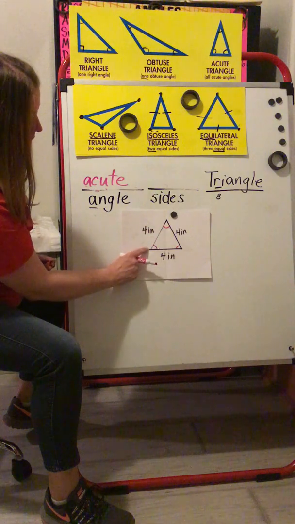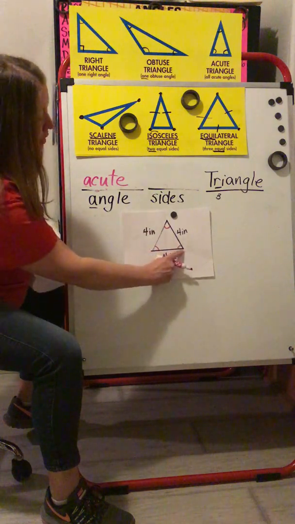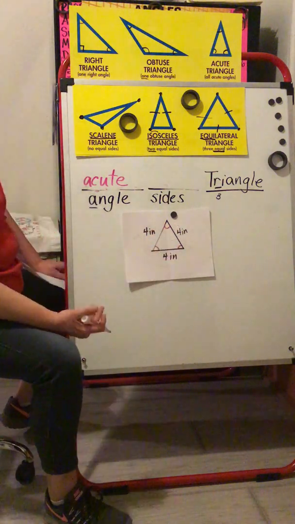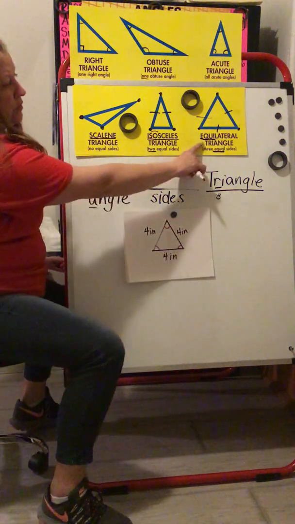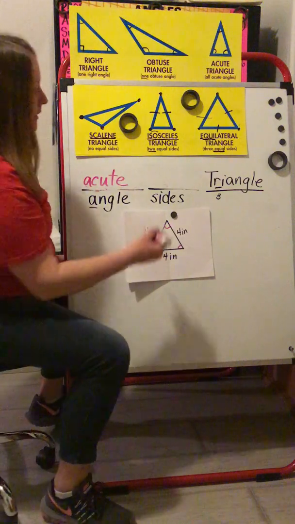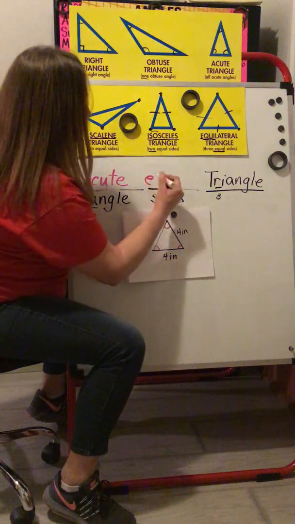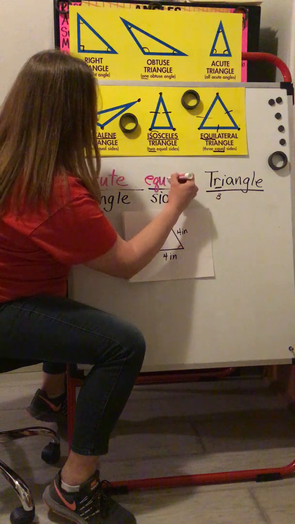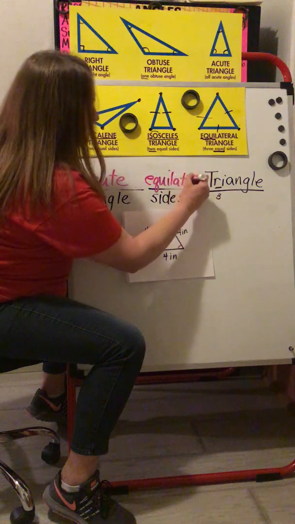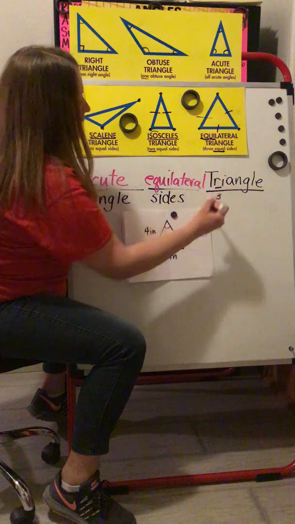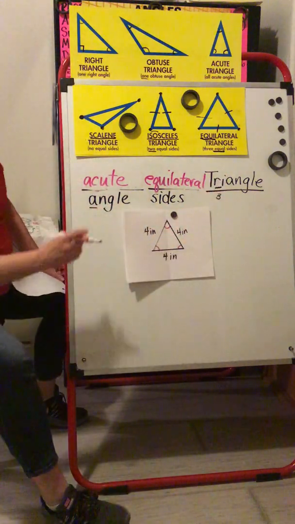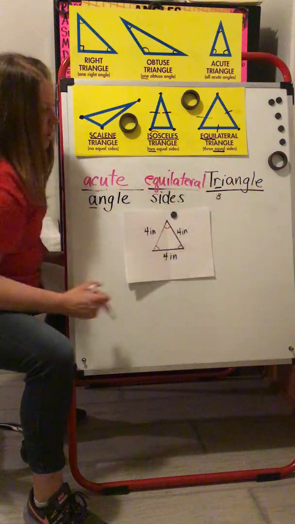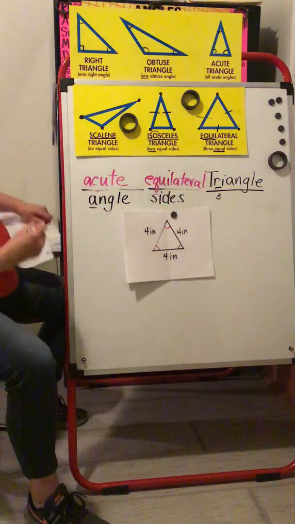Now let's look at our sides. 4 inches from here to here. This line segment is 4 inches. This line segment is 4 inches. What kind of triangle do we have here, guys? Everything's equal. If you said equilateral, you are right. So let me get equilateral here. That's a lot of writing. Oh, big word there. Equilateral. Okay. So this shape is an acute equilateral triangle.